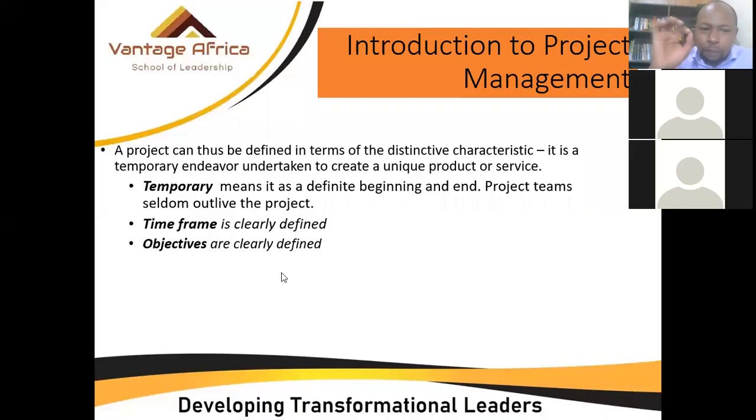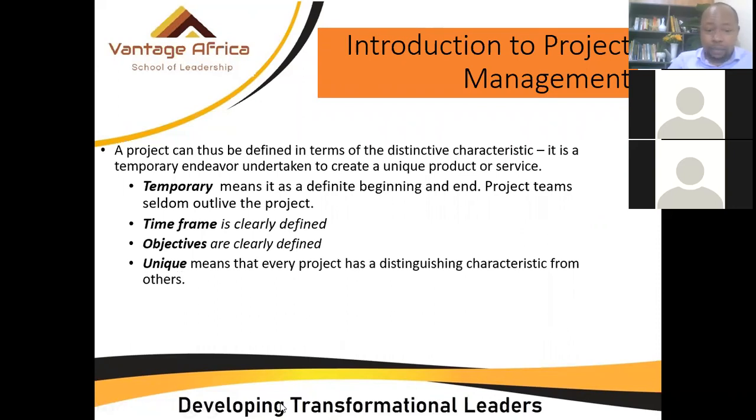So for every project, the objectives need to be clearly defined. And by the way, we usually take a bit of time on objectives, because I've realized over the years that I have been training these things that some people usually have a challenge when it comes to objectives. So we deal with it thoroughly.